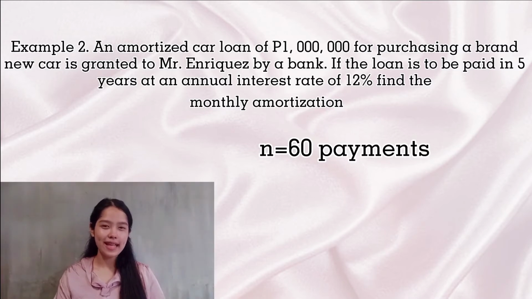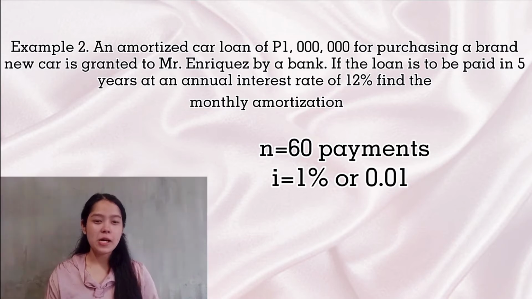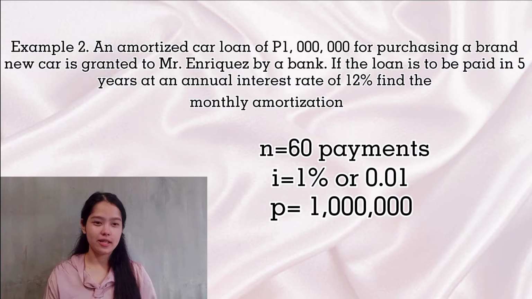Then let us find I, the monthly interest. Since it is compounded monthly, let us divide 12% over 12. So 12% divided by 12 is equal to 1% or 0.01 in decimal form. Lastly, P is equal to 1 million.